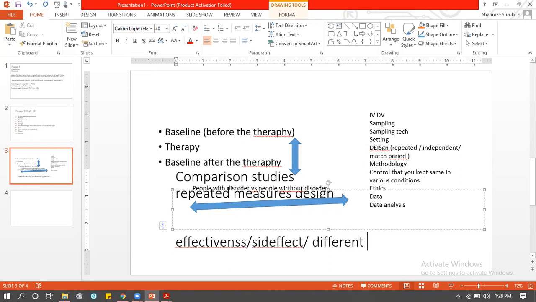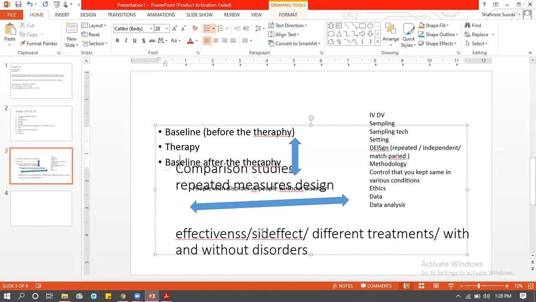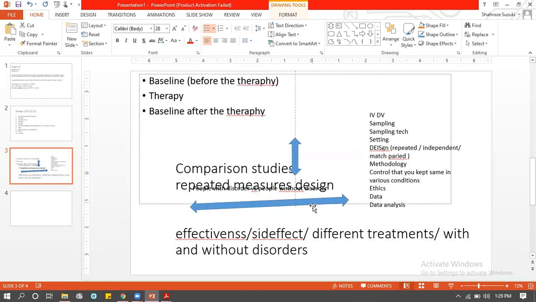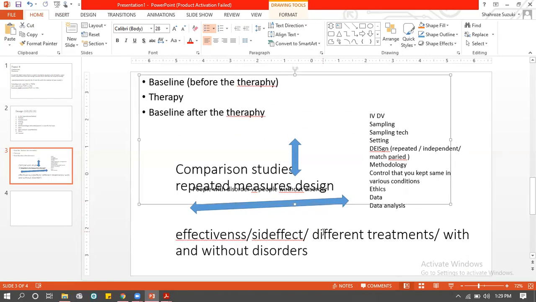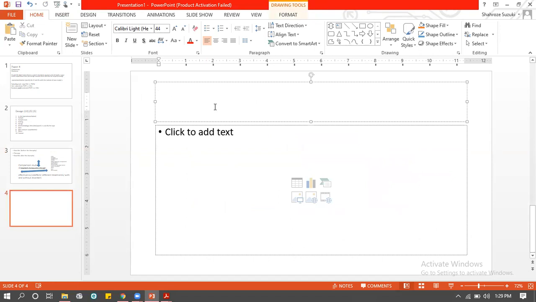You're going to compare different treatments. You're going to compare people with and without disorders, right? In abnormal psychology, most comparisons are based on this. Effectiveness and side effect are going to be your repeated measures design. Comparing different treatments, or different people, as in with disorder and without disorder, is going to be your independent measures design, largely. So that's it. Now we come on to the discovery question.